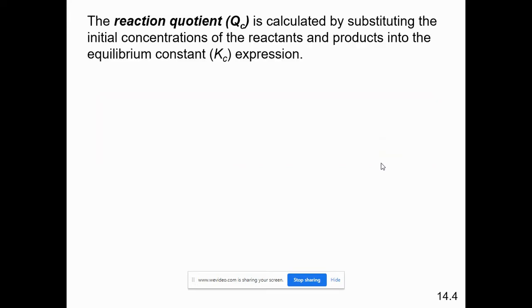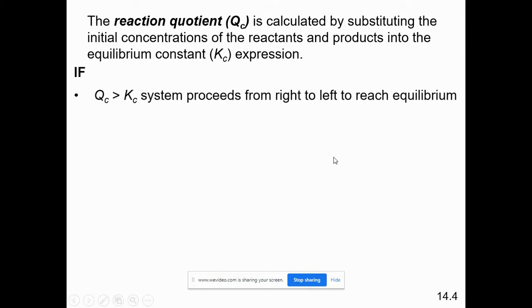Okay, so the first thing we're going to talk about is the reaction quotient, which is called Q, and it's calculated by substituting in initial concentrations of the reactants and products and seeing where the chemical equation is along the equilibrium. So if you find out that the concentrations given give you a value for Q that's greater than K EQ of the system, that means that the equilibrium is way on the product side and it needs to proceed from right to left to reach equilibrium.